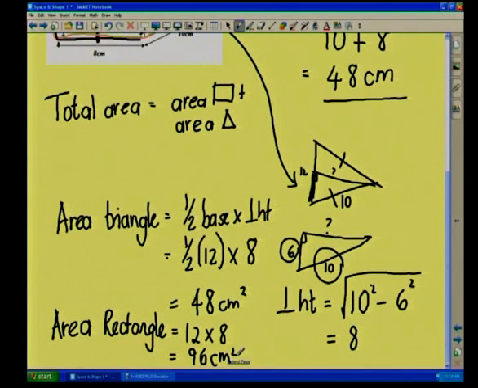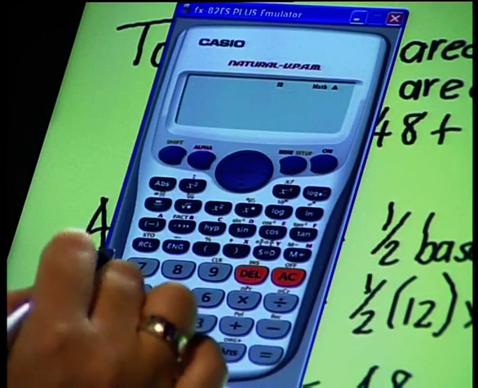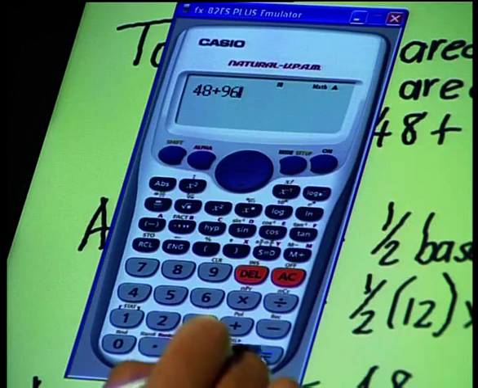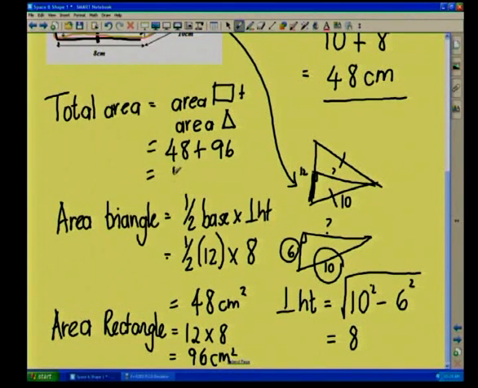And so I now can work out what my total area is going to be, 48 plus 96. And so we don't make any mistakes, let's use our calculators to say 48 plus 96 equals 144. And remember, this answer is centimeters squared. Make sure it looks like a 2. And that is our final answer.